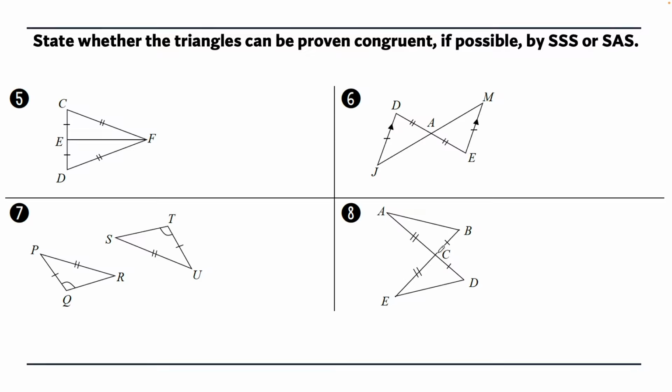Okay, number 5, we've got another side, side, side. Number 6, we've got parallel lines cut by a transversal, which means we've got some alternate interior angles. And then we've got side, angle, side. And then let's see, number 7, we've got two sides and an angle not between them. That's not in our shortcut list. We don't have a side-side angle. That's not a thing. And then finally, number 8, we've got vertical angles. So we've got two sides and an angle between them.